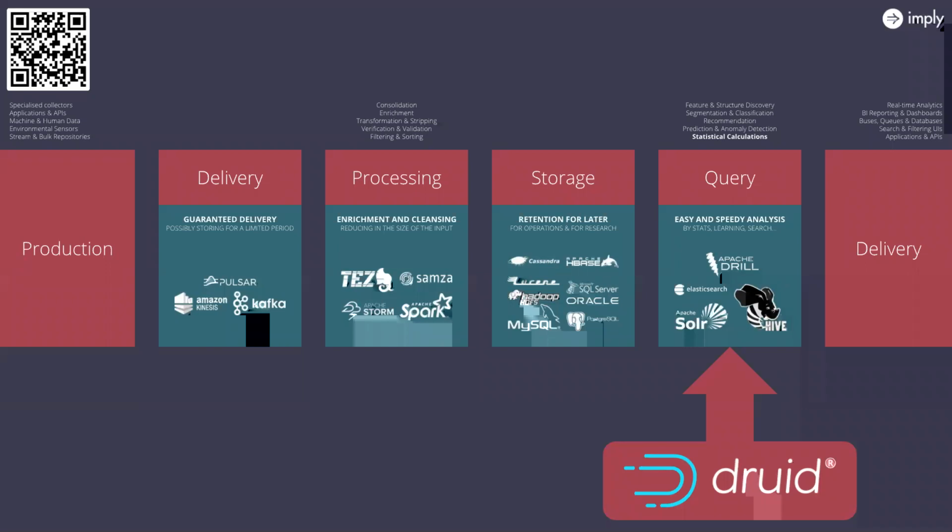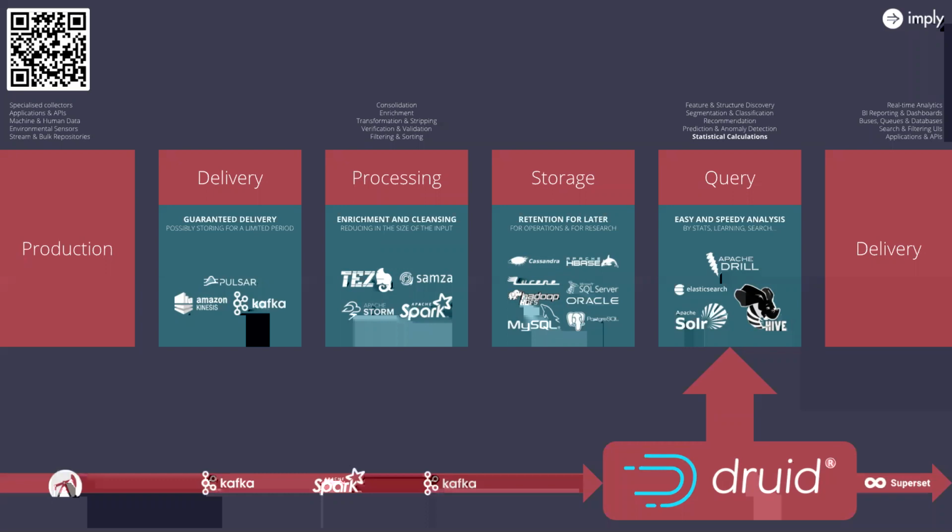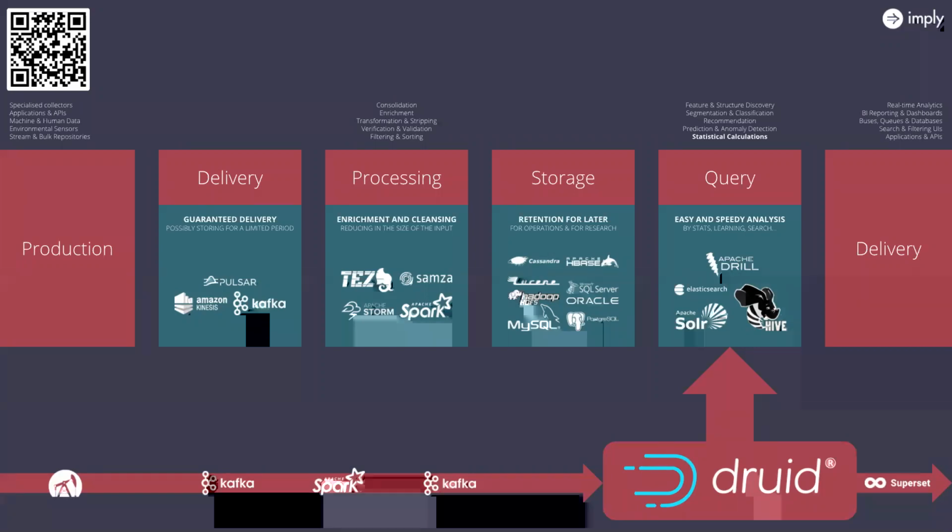So maybe what our traveler does is to set up a producer like Divolte for clickstream analytics or OpenNTI or pmacct for network telemetry, and they push that into Kafka as their delivery mechanism. They might then do some Spark processing on that, push that back into Kafka again, and then because Druid can ingest directly from Kafka, they're going to skip the storage layer. They're not going to put that straight into S3. They're going to push that straight into Druid and then present that for exploration in Superset in real time.